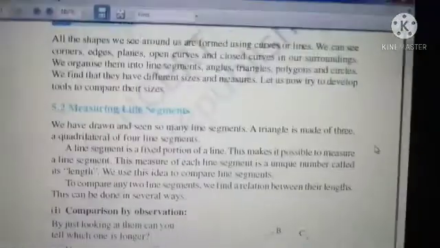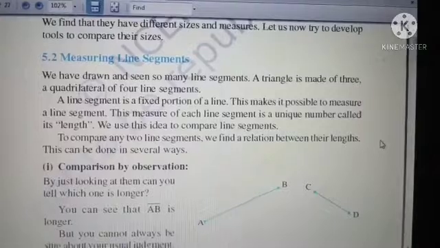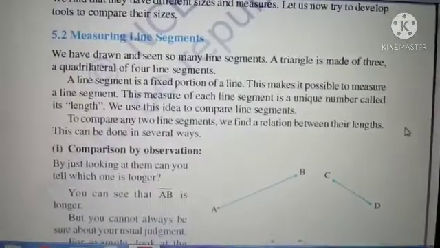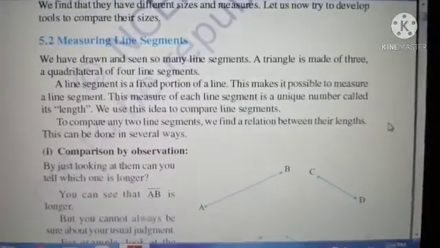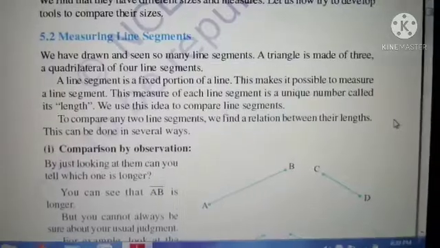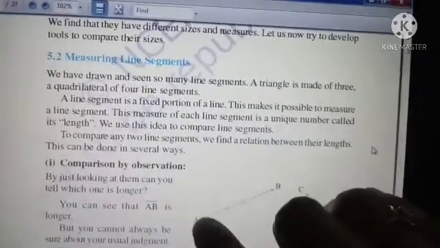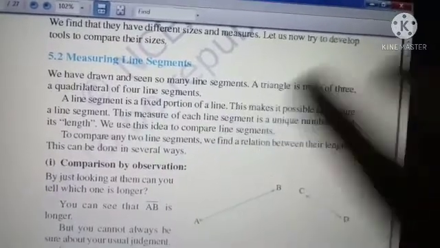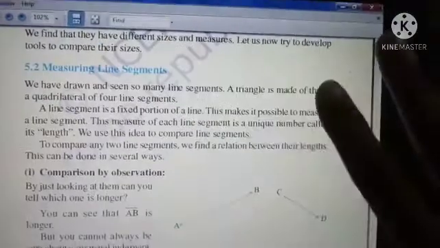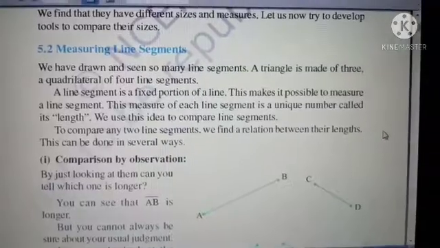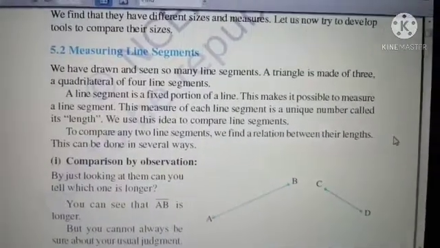Now, measuring line segments. Do you know what is meant by line and line segment? Line means it has no end points. It travels in both the directions and doesn't have any end point. But line segment means it has two end points. It has a starting point and an ending point. It has a fixed length. 5 centimeter means 5 centimeter, 6 centimeter means 6 centimeter. A line segment has a fixed length.